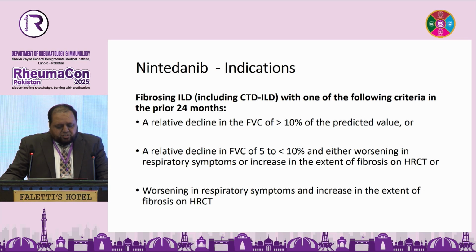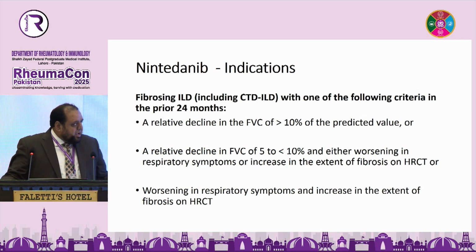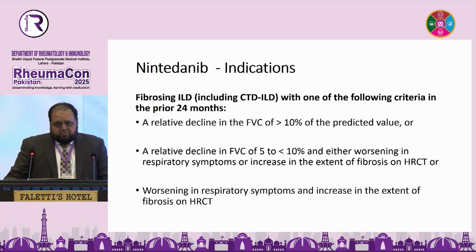Fibrosing interstitial lung disease, which includes CTD-ILD, with one of the following criteria in prior 24 months: a relative decline in forced vital capacity more than 10% of predicted value, or a relative decline in forced vital capacity of 5 to 10% and either worsening in respiratory symptoms or increase in extent of fibrosis on high resolution CT chest, or worsening in respiratory symptoms and increase in extent of fibrosis on HRCT. तो इनमें से अगर कोई भी एक present हो along with fibrosing ILD, these patients are candidates to receive nintedanib.